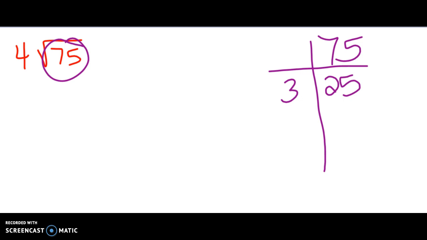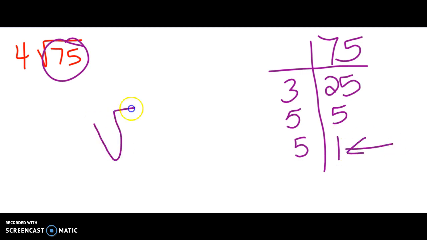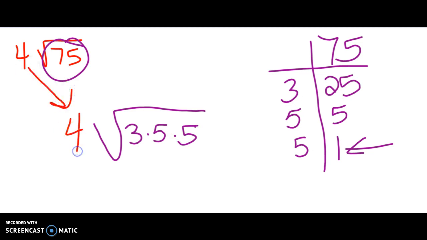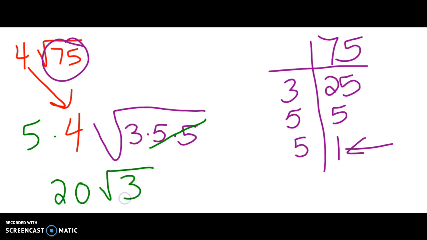25 divided by 5 is 5. The only thing that can go into 5 is 5 and itself. So when you get to 1, you're done. And I come over here and I write my numbers in. I have 3, 5, and 5. And then I also have to bring down my 4. Okay. I got a pair of 5s, so I throw a 5 out. Then I'm left with 5 times 4 is 20. And the only thing left inside my radical is 3.